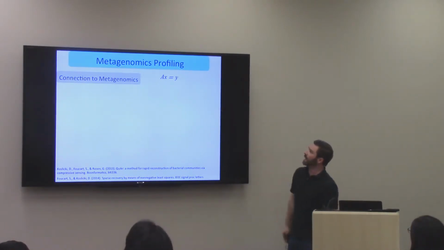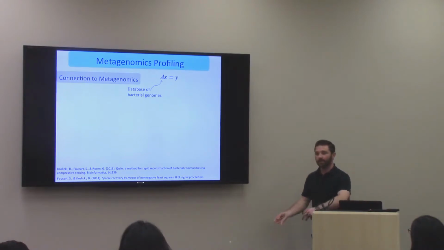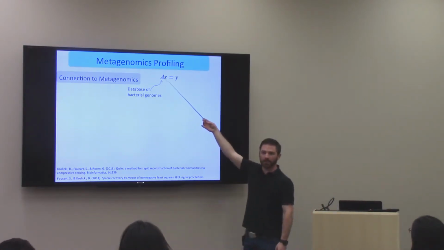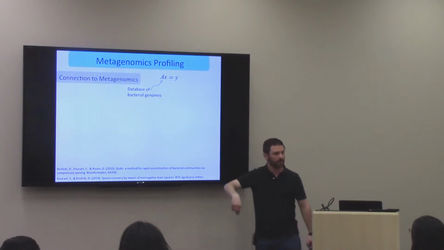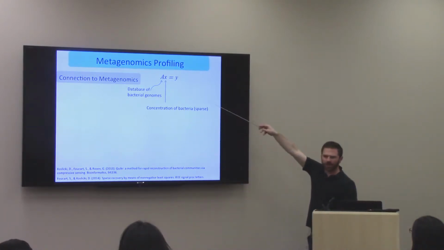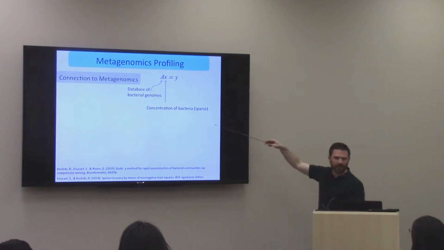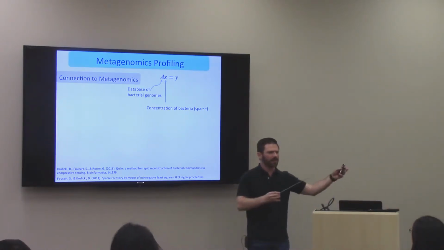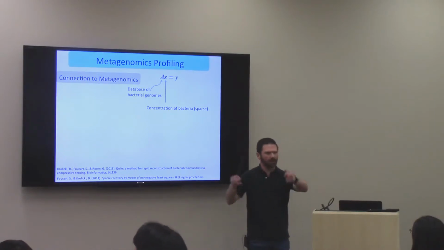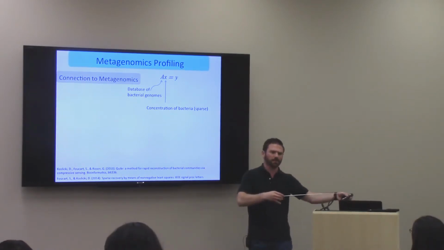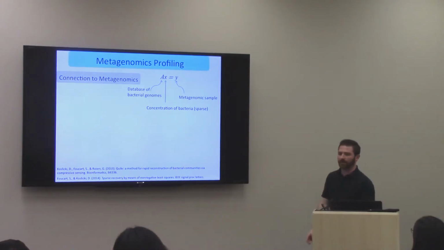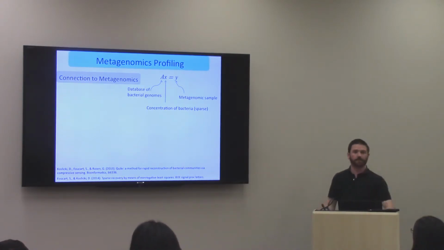AX = Y. Basically, you can think about A as information that is contained in your reference database of bacterial genomes. X, that's the thing we're trying to figure out. That's the concentration of bacteria. And it's sparse, because if you have this huge reference database and you take a sample, you expect that only a small fraction of actual organisms are going to be present in that sample. So, reasonable assumption. And Y, we're going to get that from our actual metagenomic sample, so the reads.